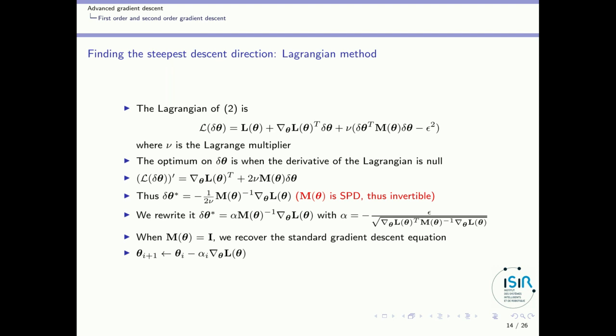M of theta has to be symmetric and positive definite so that it can be invertible in any case. So I can rewrite that particular term as alpha, and I can get this complicated calculation for alpha. But finally, I get something which is theta at i plus 1 is theta at i minus alpha times a factor of the gradient of the loss. And in the particular case where the M matrix is the identity, I get vanilla gradient descent again.